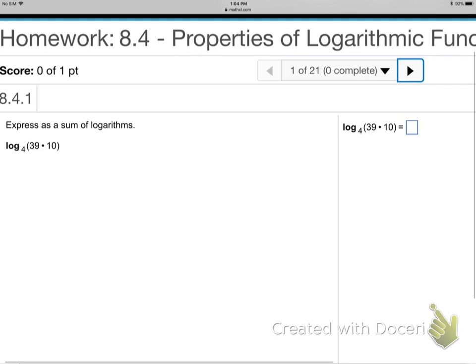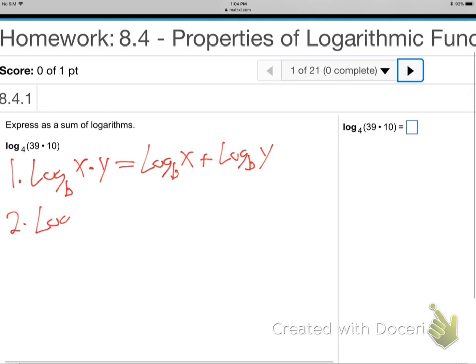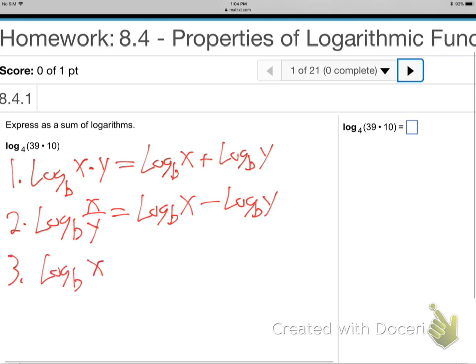All right. So, 3 log properties. I'm going to give you 3 rules for logs here. So, rule number 1. Okay. So, log base b of x times y is log base b of x plus log base b of y. Log base b of x divided by y is log base b of x minus log base b of y. And log base b of x to the power p comes down to the front like that.